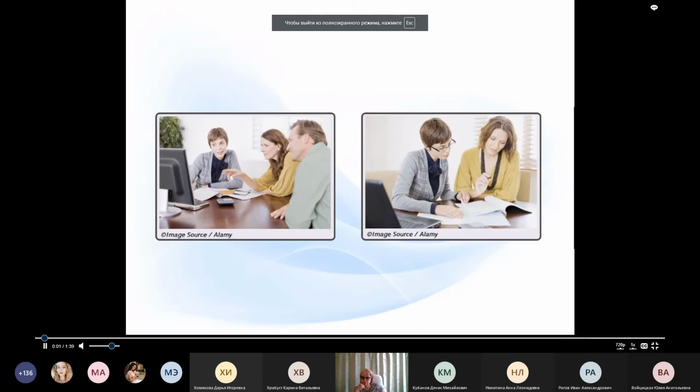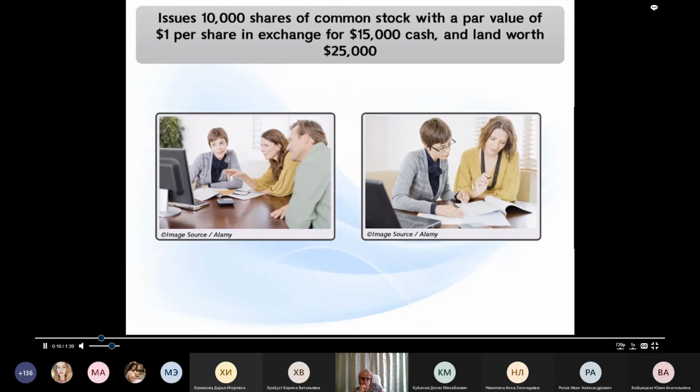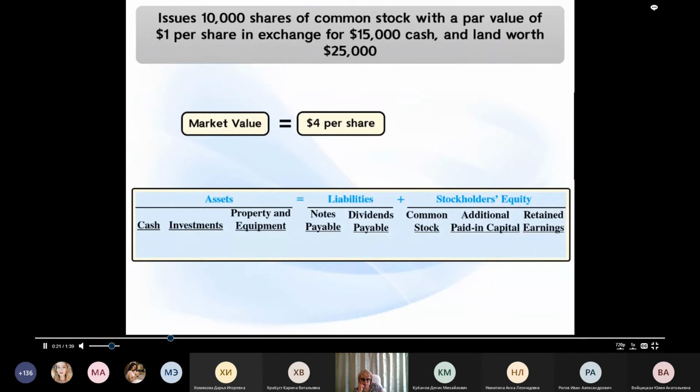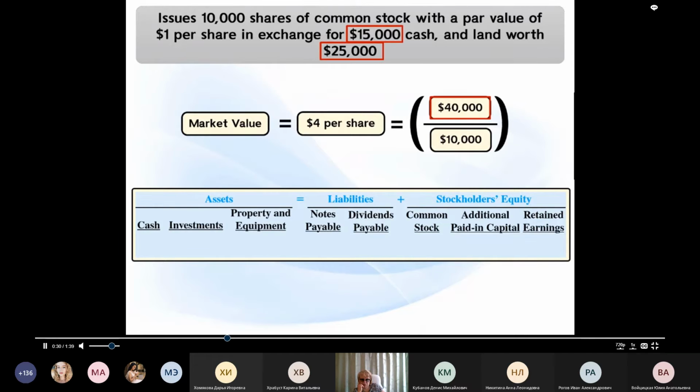To illustrate the transaction analysis process, let's assume that Janine decides to incorporate and operate a consulting business. The business issues 10,000 shares of common stock with a par value of $1 per share in exchange for $15,000 cash and land worth $25,000. So the shares are issued at a market value of $4 per share, which is computed by dividing the sum of the amounts received, $40,000, or the cash of $15,000 plus the land valued at $25,000, by the 10,000 shares issued.